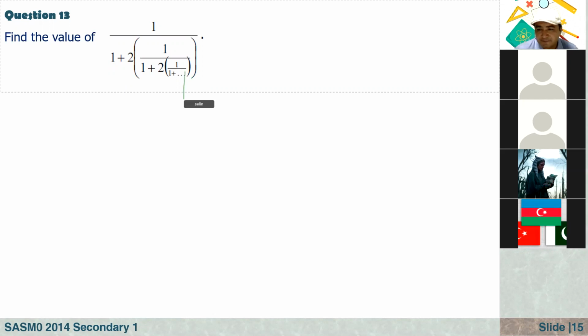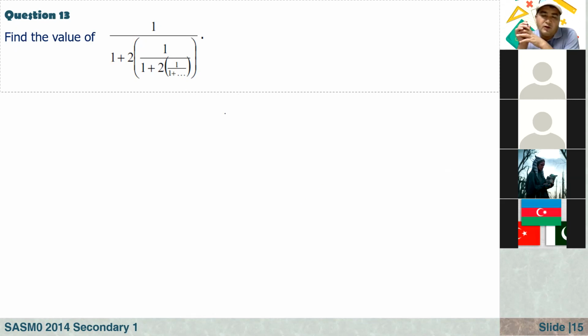Ilknur, any answer? No. Ilknur, you didn't understand or it takes more time? I didn't understand the three dots. Three dots mean the same pattern continues until infinity. Okay.